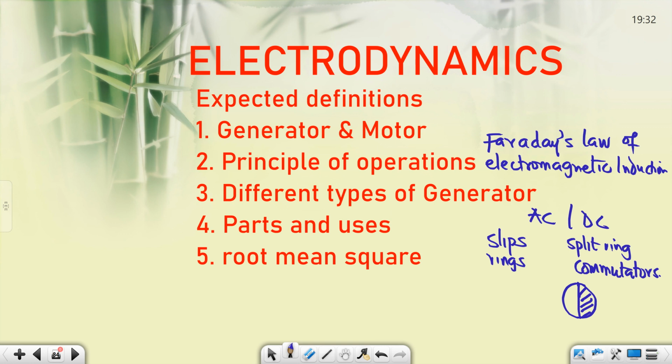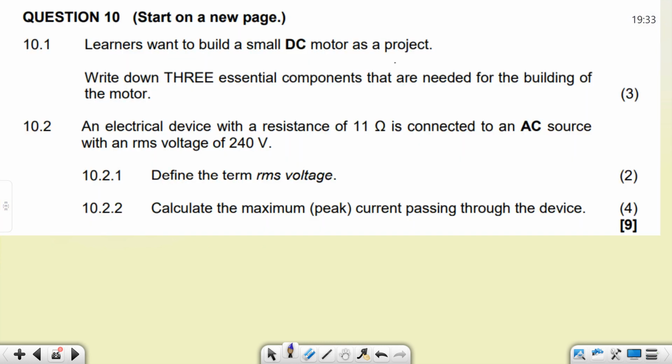Please don't write split ring alone. Here is what's giving you a mark. It's commutators. Parts and their uses. And then the last definition, root mean square. I'll talk about the parts when I see a diagram. Root mean square, you must be able to define. I think we'll define along the way. That's the basics, things you must know.